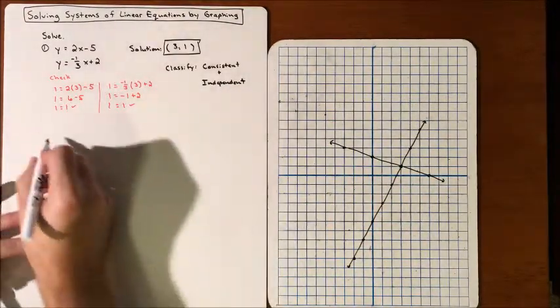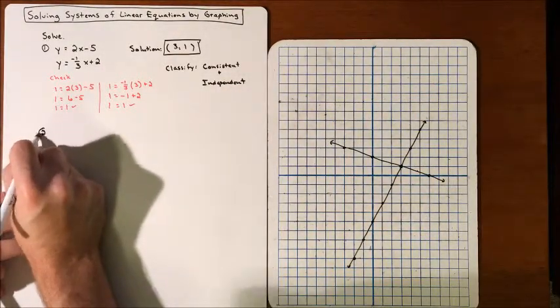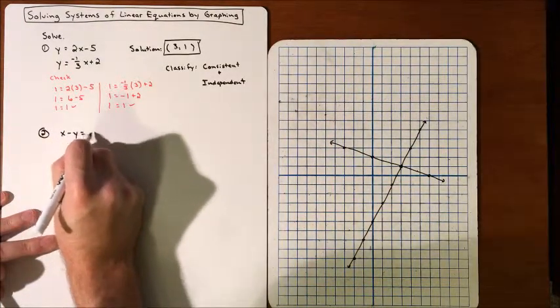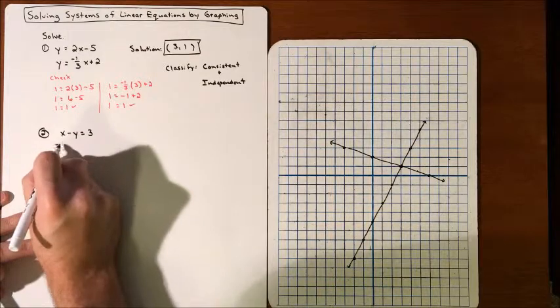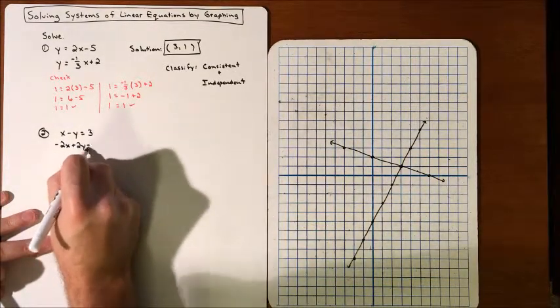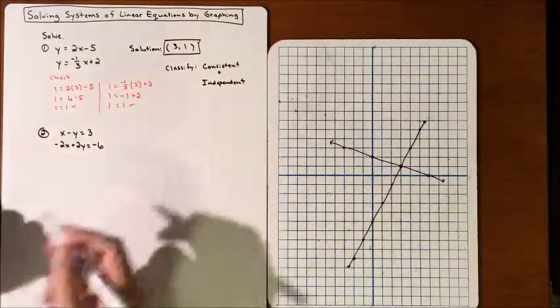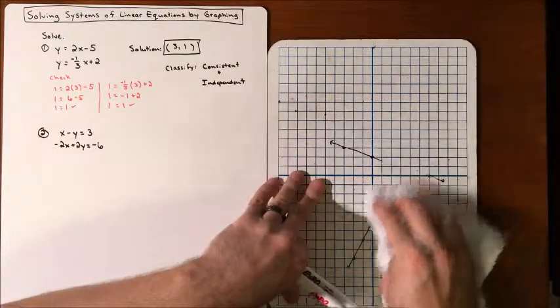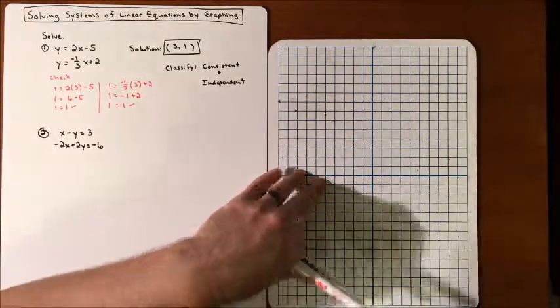All right, our second system of equations is y minus x equals 3 and negative 2x plus 2y equals negative 6. So I'm going to get both of these two ready to graph, put them into slope-intercept form, and we'll graph them.